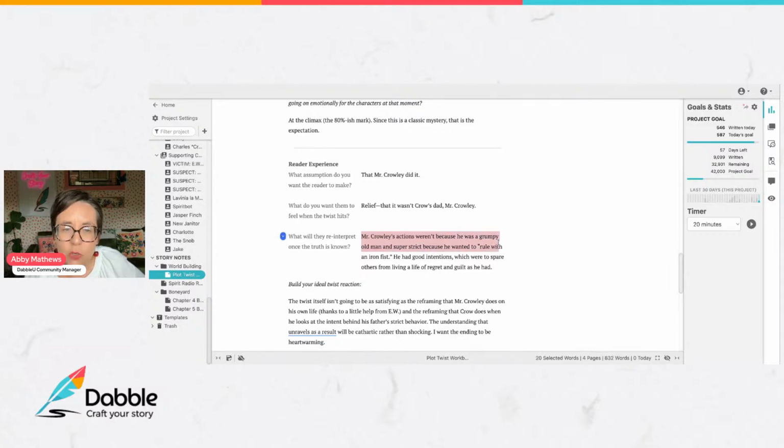Not because he was a grumpy old man and super strict because he wanted to rule with an iron fist. He had good intentions, which were to spare others from living a life of regret and guilt as he had. So the thing that makes Mr. Crowley the worst is he has this phrase, safety first saves lives. And the kids think he's just being over the top with all his safety manuals and safety protocol and not letting anyone do experiments. But it was because of the experiment he did when he was their age that he thought led to someone's untimely death, that he's carried that guilt the entire time.